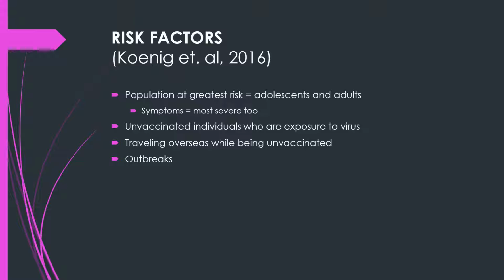Okay, so when we are looking at risk factors, the population greatest at risk is adolescents and adults. So pretty much anybody. Symptoms are most severe in adolescents, but can be in adults as well. So unvaccinated individuals who are exposed to the virus are at risk. Those who travel overseas while being unvaccinated, and just anybody who is close to an outbreak are also considered to be at risk.